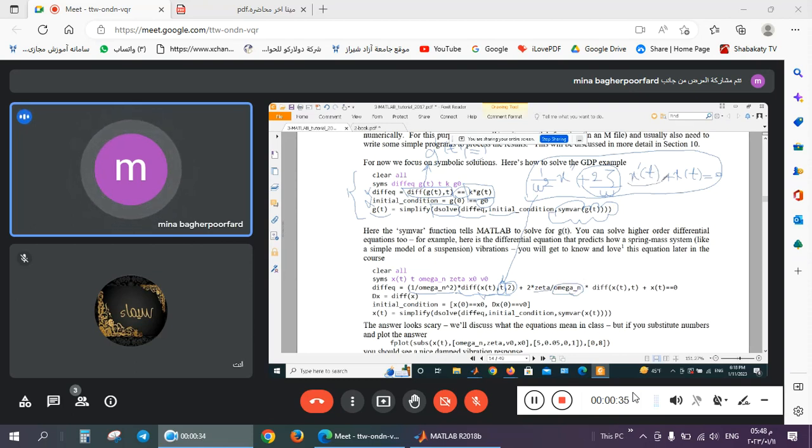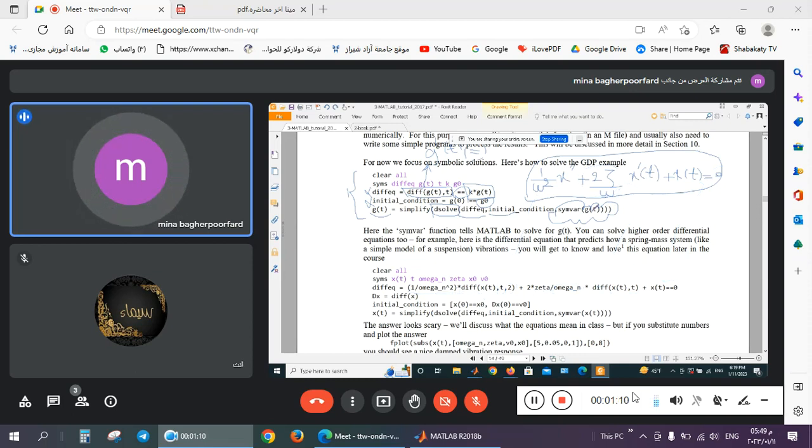And multiply x prime t. X prime t is here. The diff of x with respect to t is x prime t, plus x of t, and the right side is 0. And I should use a double equality for equality. After, if you are careful, we have some symbols in this equation.